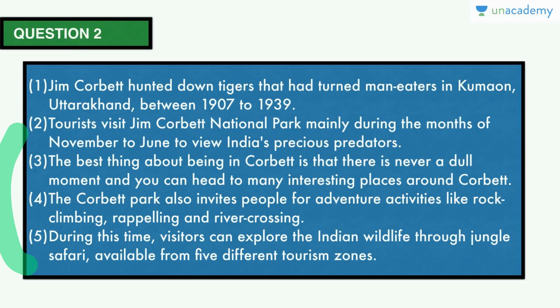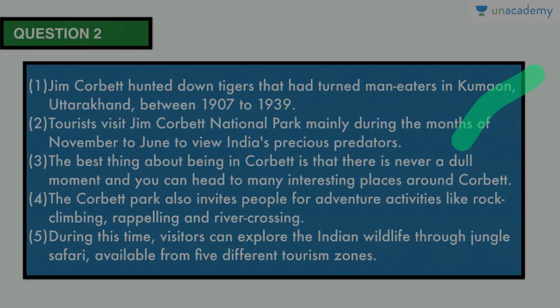The park also invites people for adventure activities like rock climbing and all. And the best thing about being in Corbett is that there's never a dull moment and you can head to many interesting places around Corbett. So sentences 2, 4 and 5 talk about what happens inside Corbett, and sentence 3 talks about the interesting places around Corbett Park also. So sentence 1 is the excluded sentence.